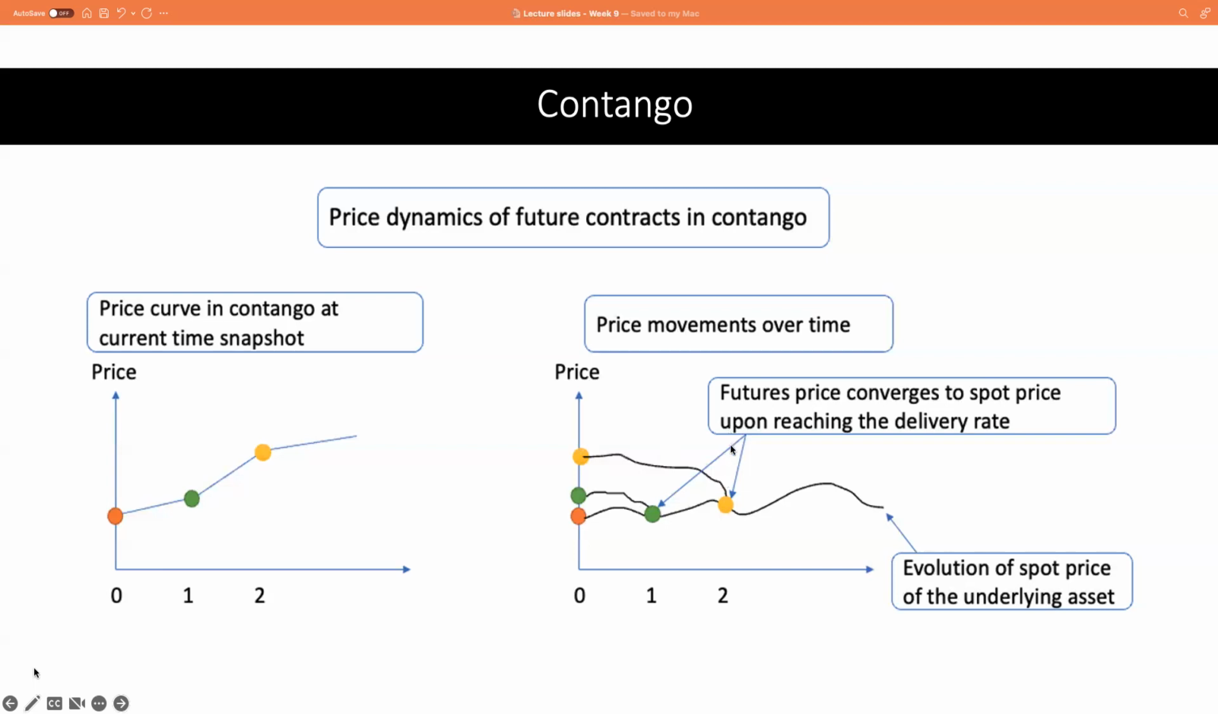So this describes the price movements over time. This is across time. This is at one point in time, different futures products.